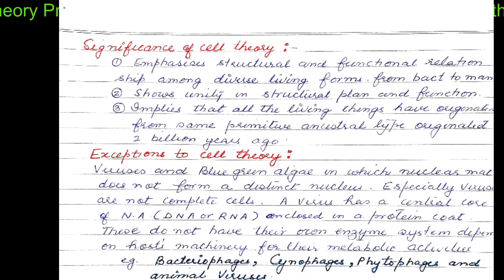Right from bacteria to man, we see some synergy in function, shape, and sizes. The cells show unity in structural plan and function as well. It implies that all the living things have originated from the same primitive ancestral type which arose 2 billion years ago.